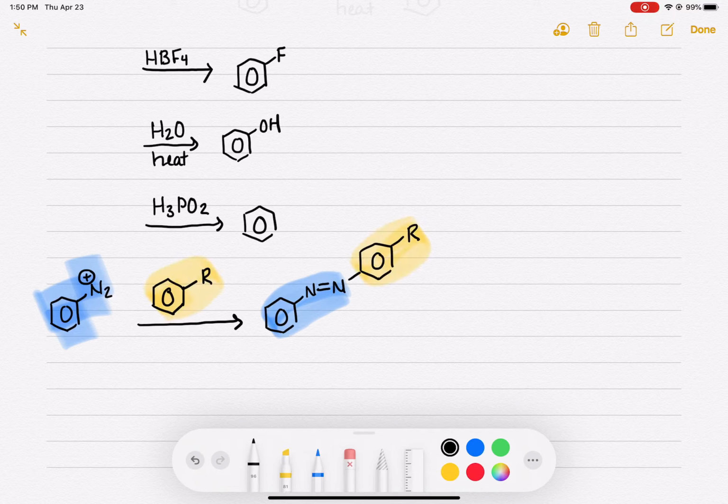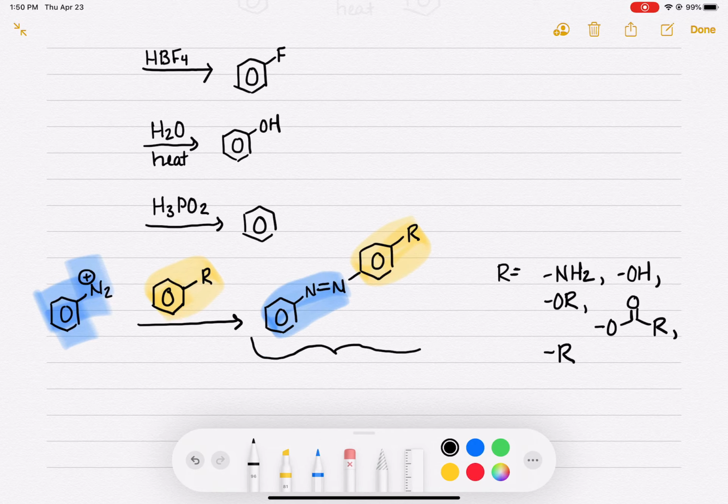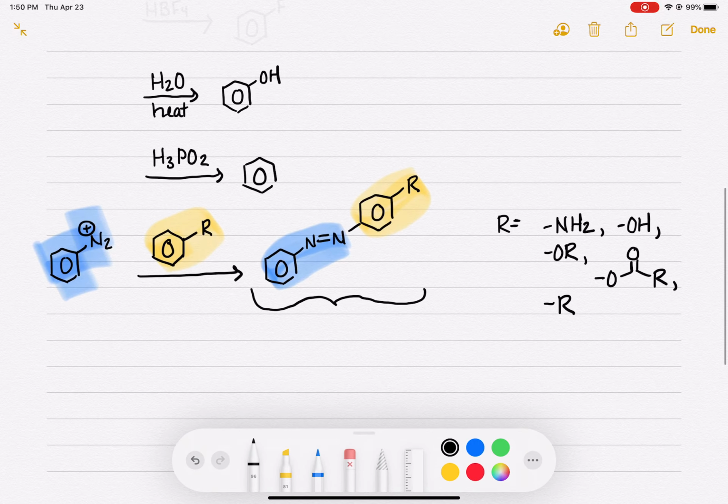And the R group that's attached to that reactant that we're bringing in could be a variety of different things. It could be another amino group. It could be an OH group. It could be an alkoxy group. It could be an ester, or it could just be another R group. The only thing it can't be is just a plain old hydrogen. There needs to be something out there. These molecules right here are azo compounds.